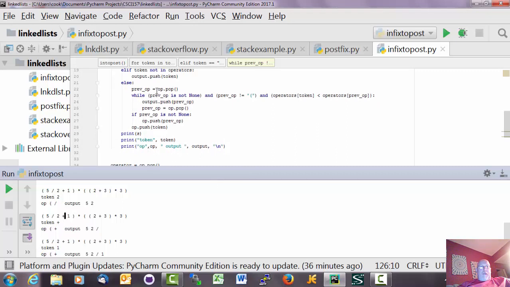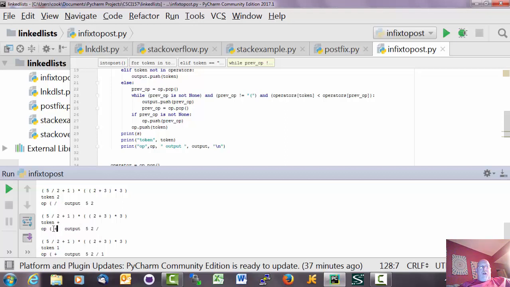So the token is an operator. We're going to pop the previous operator, which is a division symbol. And that division symbol has a higher order precedence than the current plus sign. So that gets pushed onto the output stack. Then the plus sign gets pushed onto the operator stack.